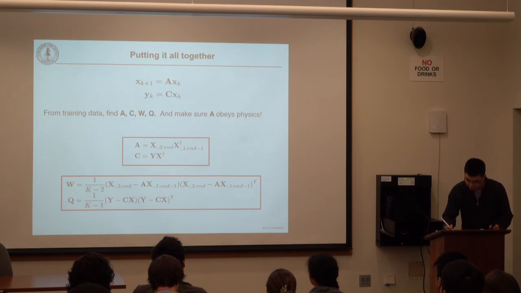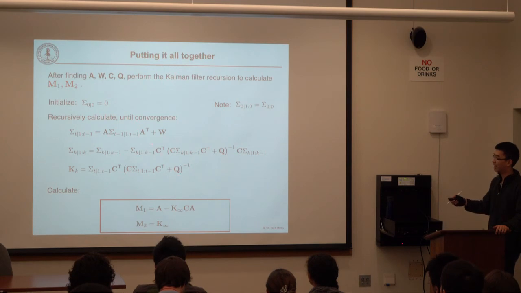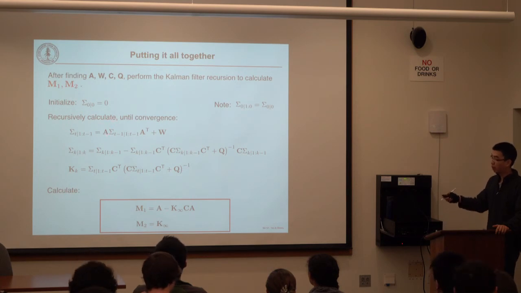All right. After that, we perform our Kalman filter recursion, which has A, C, W's, and Q's, and an initial value for the covariance of 0. And we'll keep calculating these three terms until convergence.